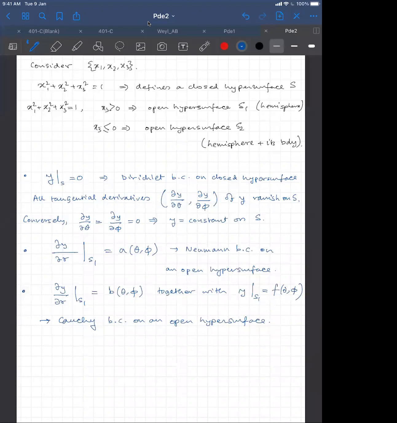Finally, what you can do is put del y del r at S1 is equal to c of theta phi, and y at S2 is equal to g of theta phi. So this is specifying mixed boundary conditions. Okay. So these are the sorts of boundary conditions that we can put down.